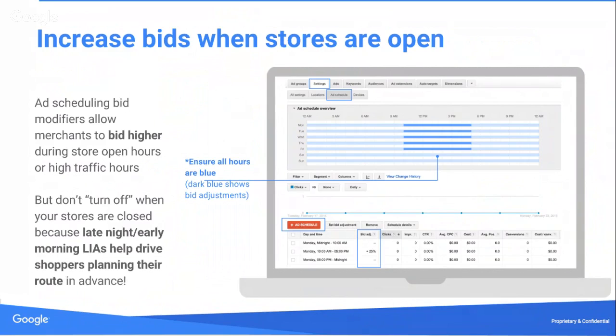We don't actually recommend you turn off when your stores are closed, because we know that local inventory ads are often helpful when people are planning a shopping trip. So I might be searching for something while I'm at work, planning to shop after work, or at night and so on. So you want to make sure you're always on. Just make sure that you're showing up more in those key hours when your stores are open.